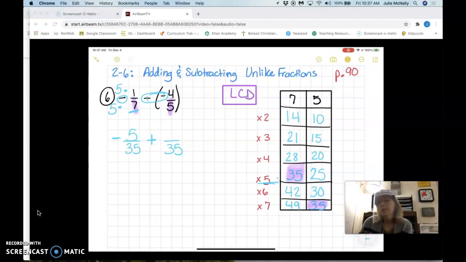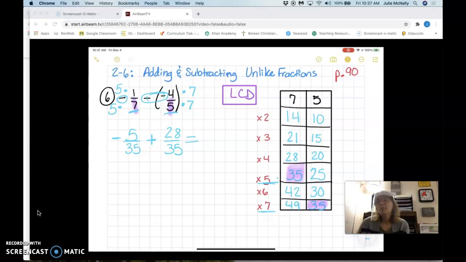Oh, hold on, because the 4 has a different number. What did I multiply this 5 by to get 35? Oh, yeah. 7. So now I'm multiplying this one by 7. And what is 4 times 7? 28. So my new numerator on that side is 28. That's a big one. But guess what? Now I can add and subtract because my denominators are the same.